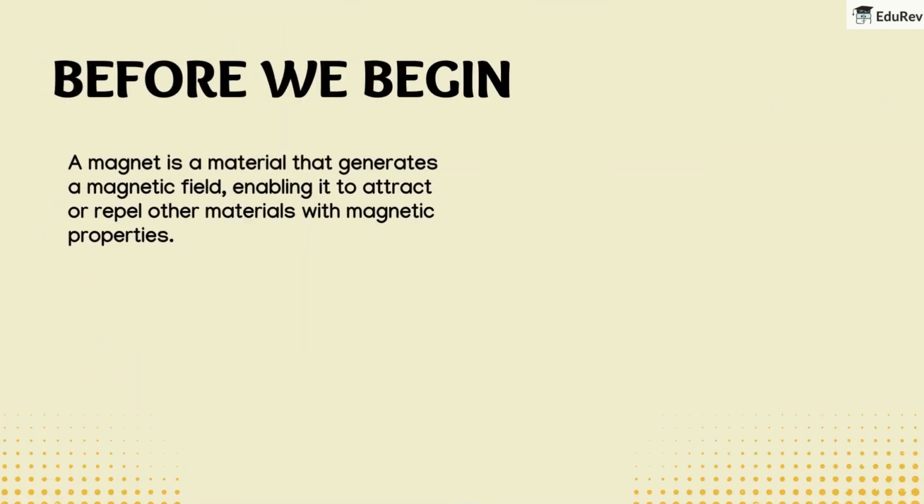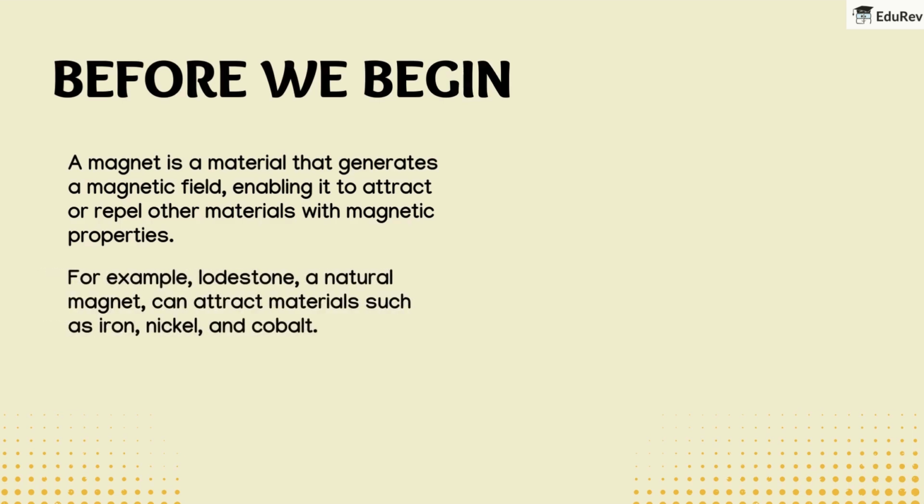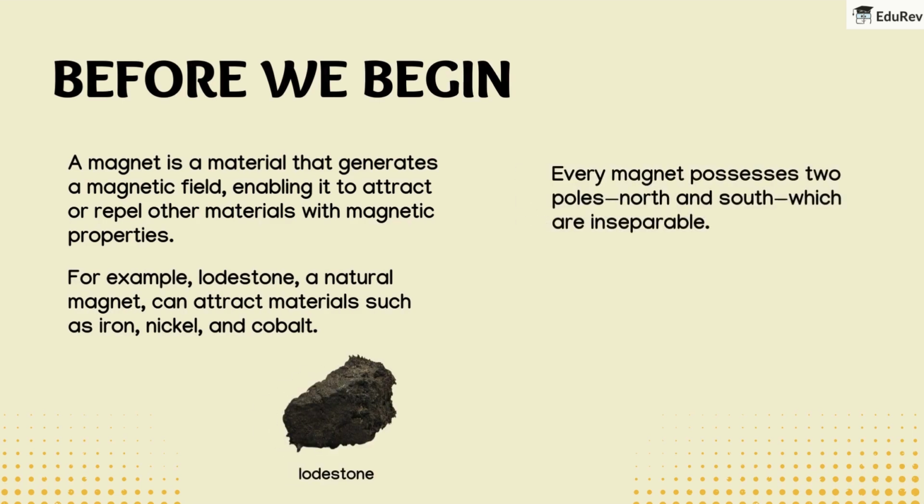Before we begin, a magnet is a material that generates a magnetic field, enabling it to attract or repel other materials with magnetic properties. For example, lodestone, a natural magnet, can attract materials such as iron, nickel, and cobalt. Every magnet possesses two poles, north and south, which are inseparable.